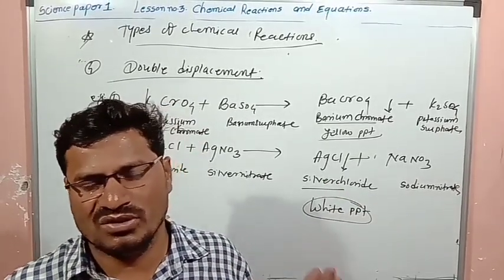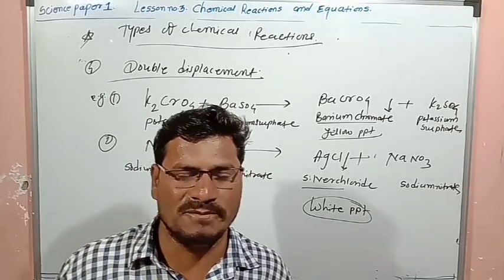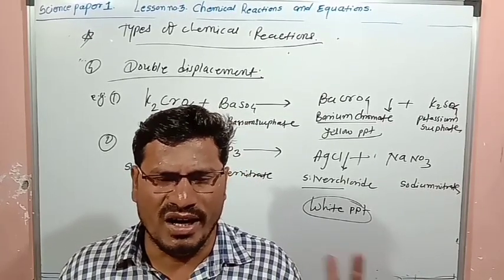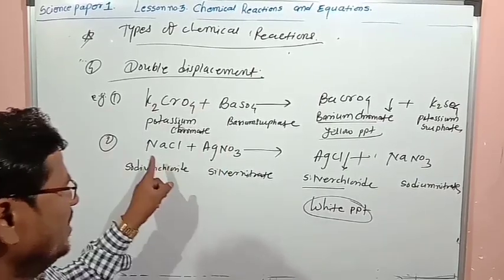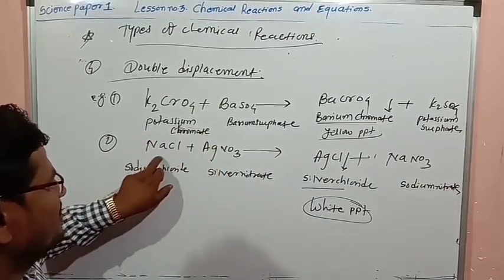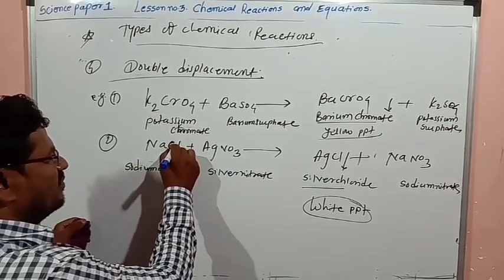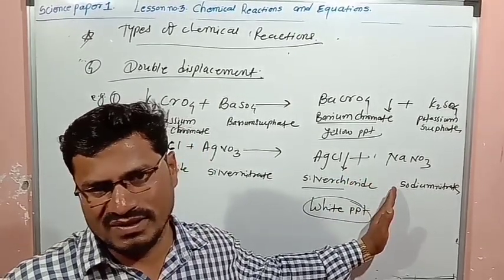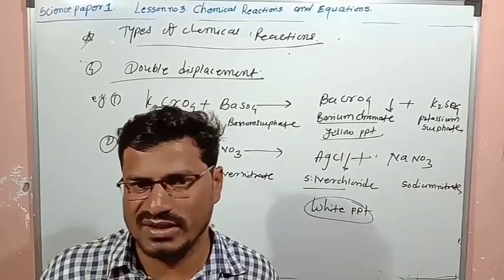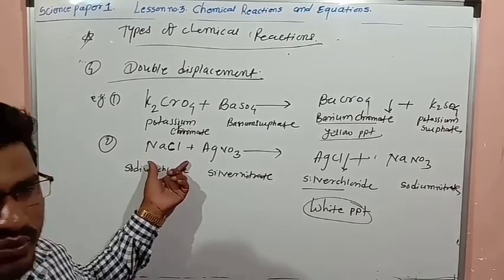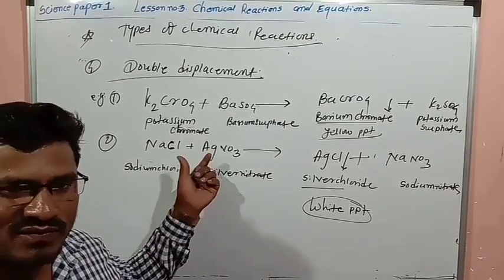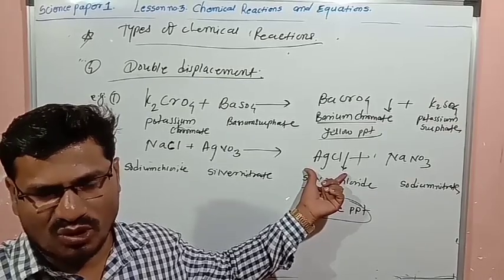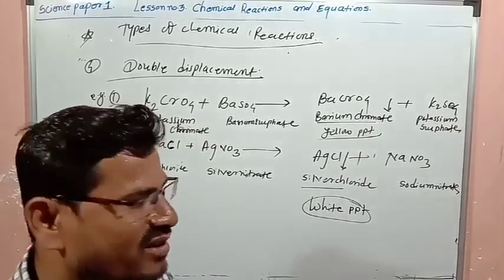From this you can form the definition of a double displacement reaction. It is the chemical reaction in which ions in the two reactants are exchanged, their positions are changed, and the product is a precipitate. That particular chemical reaction is called a double displacement reaction.